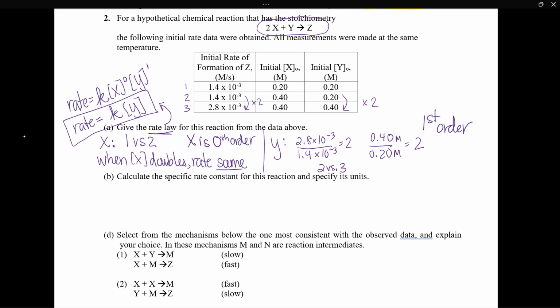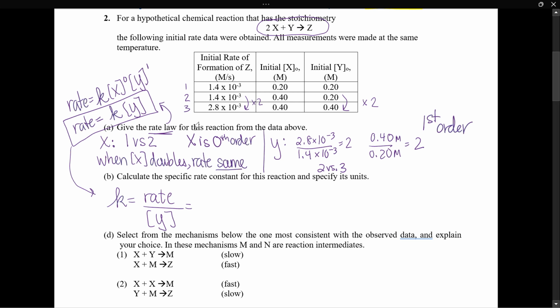And once we know the rate law, we can figure out the value of the rate constant K. So I'm going to take this equation that we just found and I'm going to rearrange it to solve for K. So K is rate divided by Y. And then I can choose any of these data sets because K is a rate constant. It's constant no matter which, even if you change concentration. So we can do the same calculation with trial 1, 2, or 3.